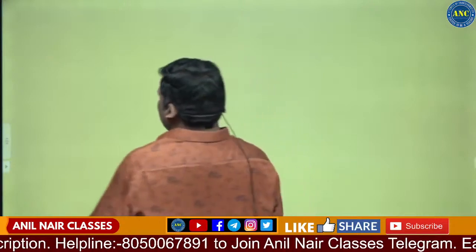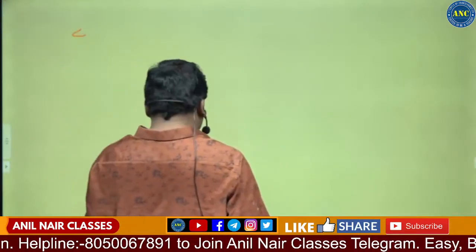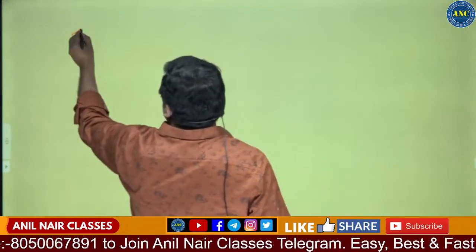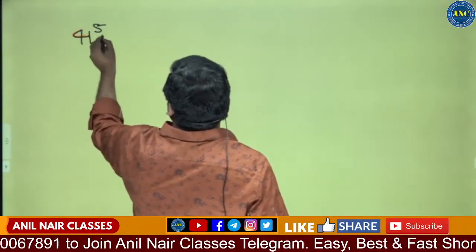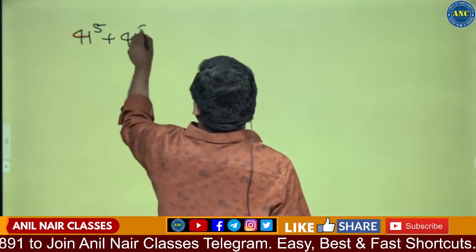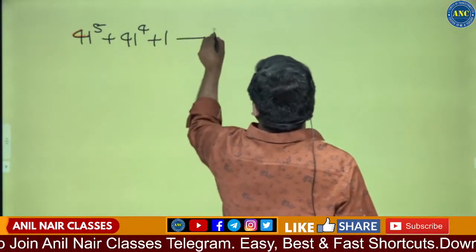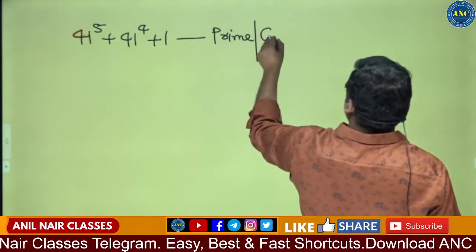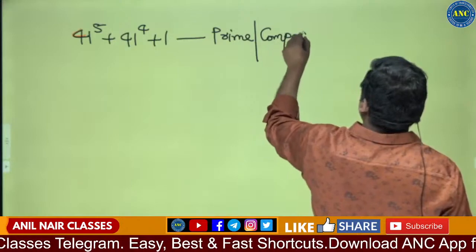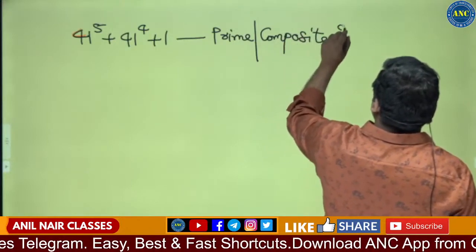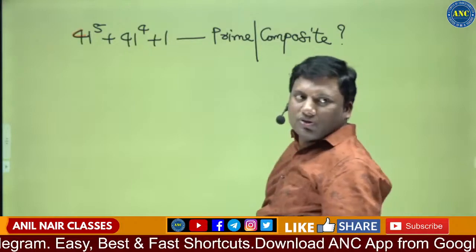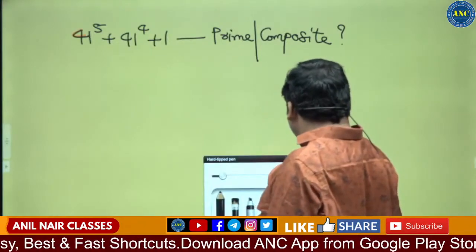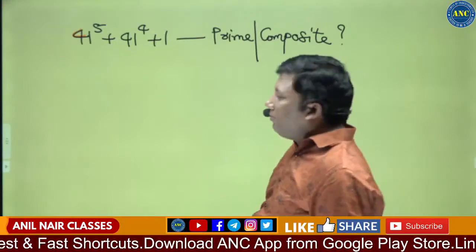Some student asked me this question. Sir, 41 power 5 plus 41 power 4 plus 1, whether it is prime or composite. This is the question: 41 power 5 plus 41 power 4 plus 1, prime or composite?